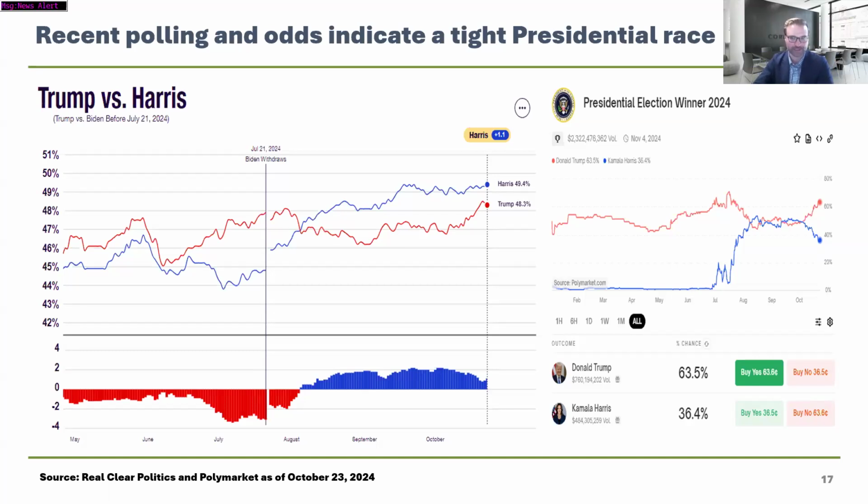But what we want to focus our investors' attention on is that the outcome of the presidential election is only one factor among many that will ultimately influence the economy and then the markets. So who's going to win the White House, but perhaps even more importantly, what is going to be the makeup of Congress? Red sweep, blue sweep, divided government. There are so many different scenarios to consider.